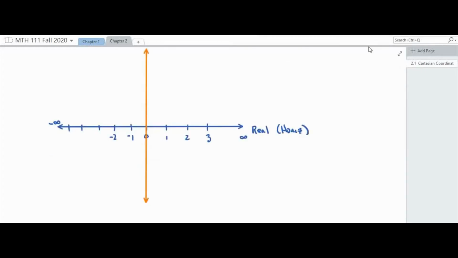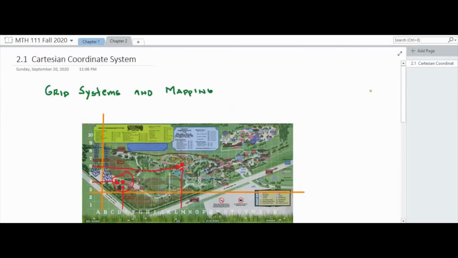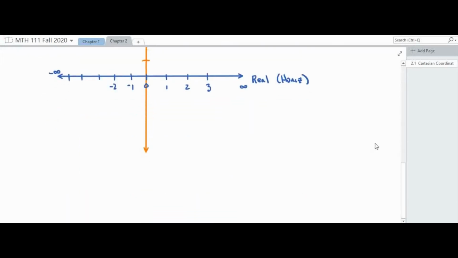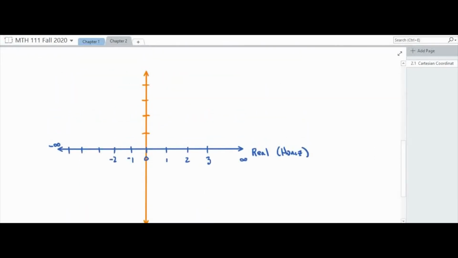We could then draw another number line perpendicular to this, and we can number it from the place where it crosses, which we call the origin, and number it upwards, positive. This is just an arbitrary convention we decided on.